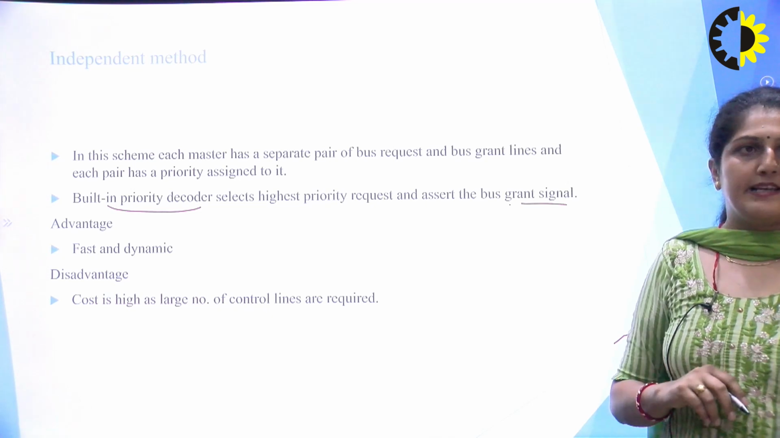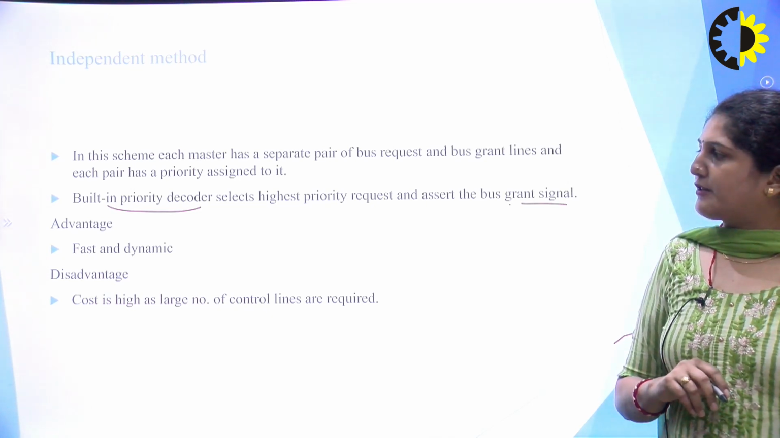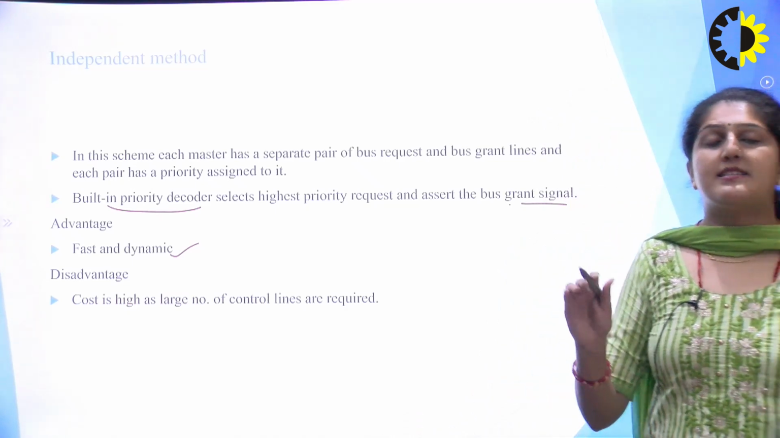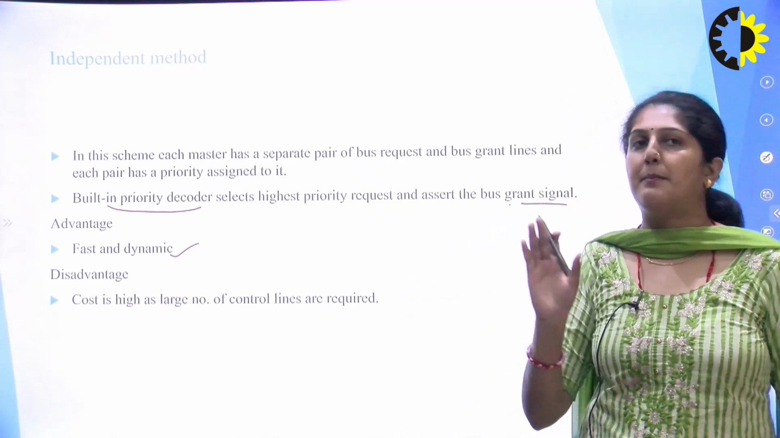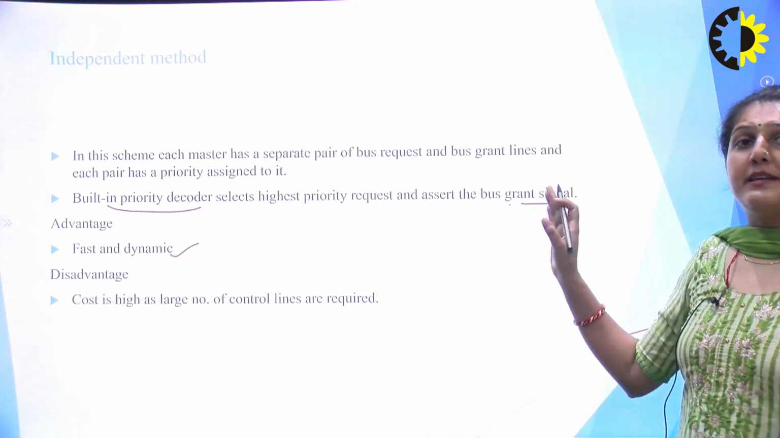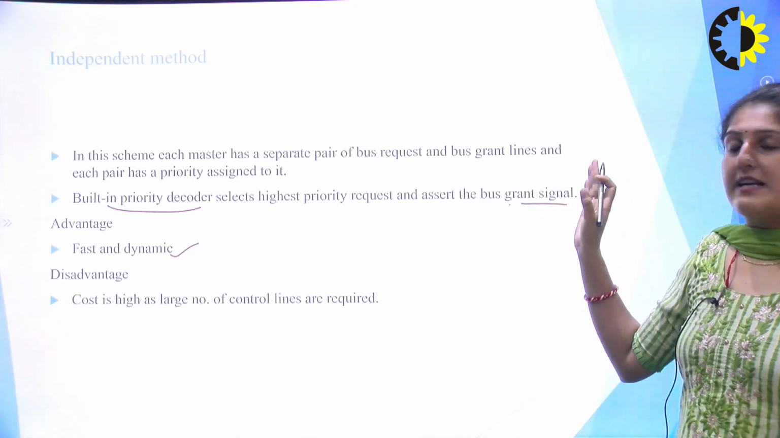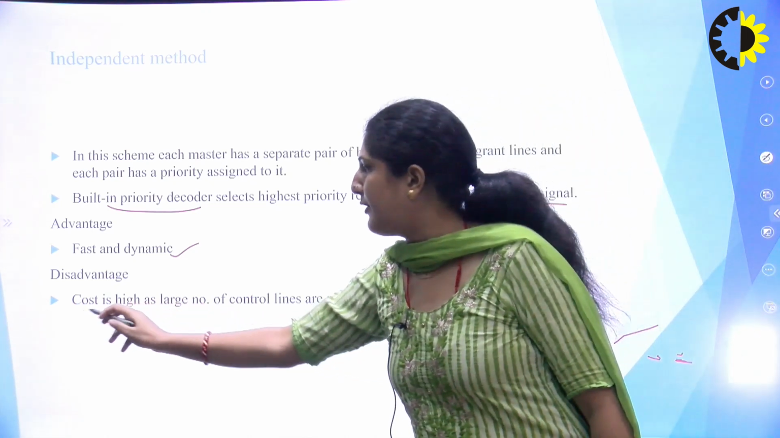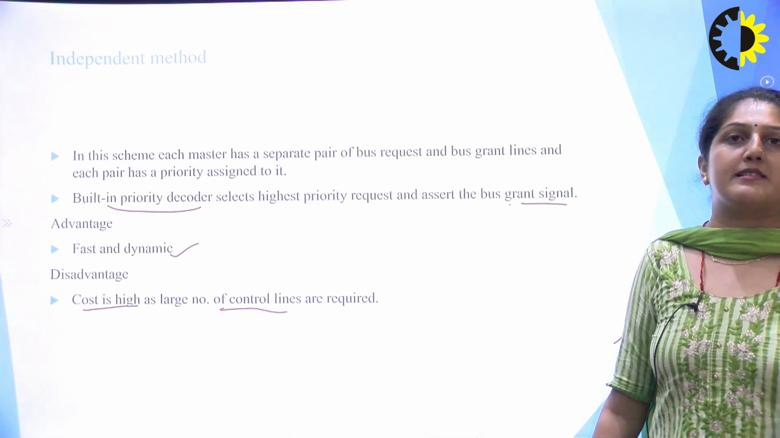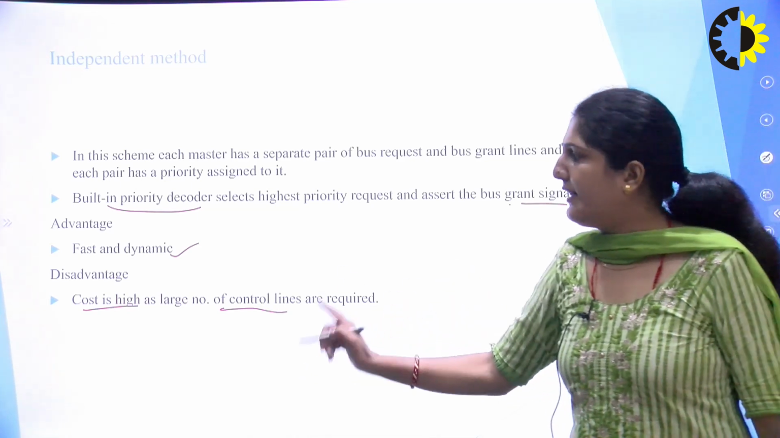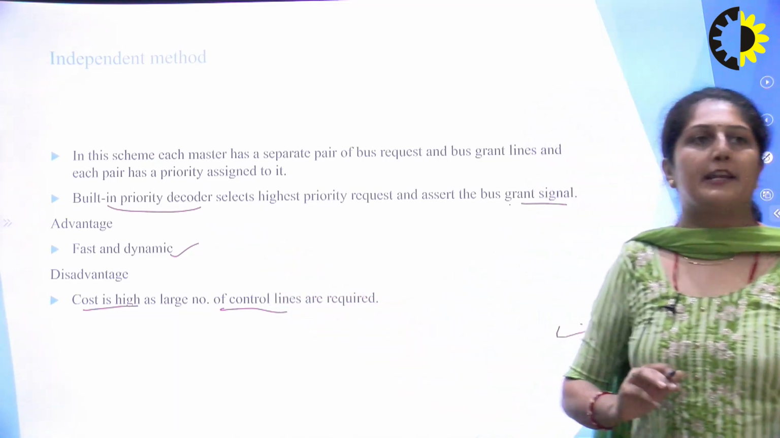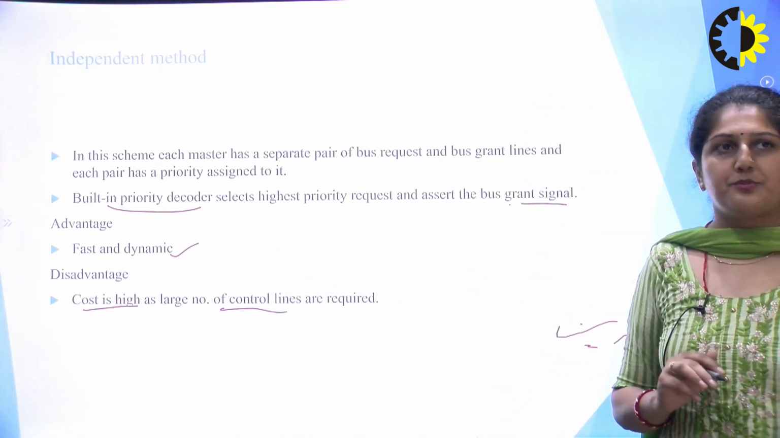So, what is the advantage of it? It is very fast and dynamic, because every device has its own bus request and bus grant lines. But as there are n number of devices, the cost will become high, because there will be n number of control lines. This is the only disadvantage of it. Otherwise, it is very fast and dynamic in use.